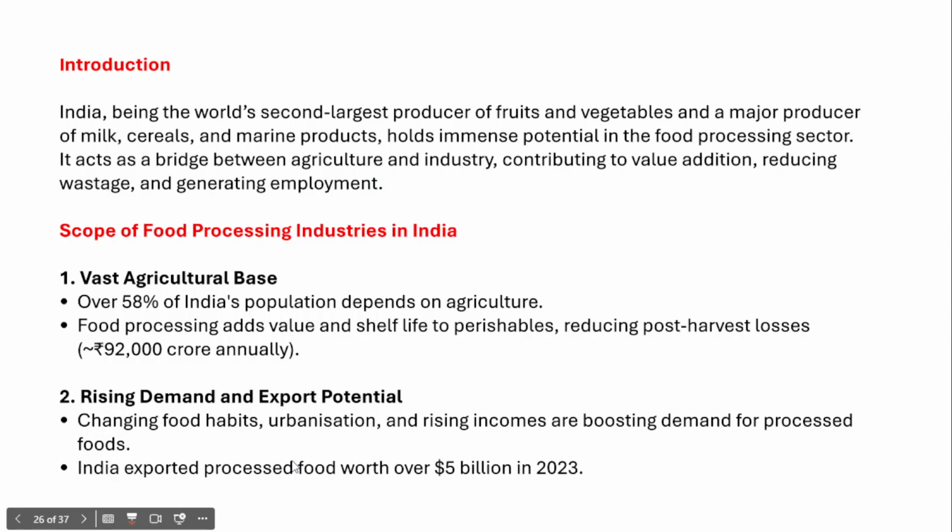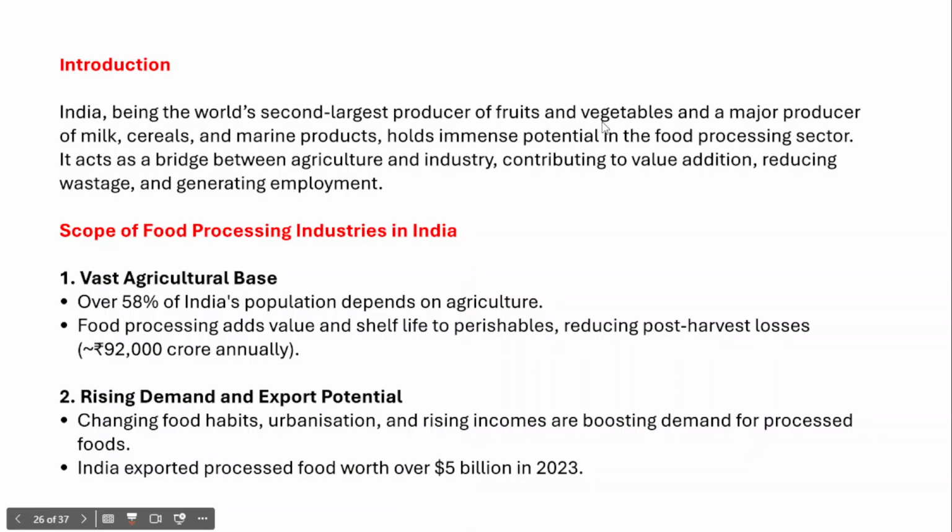Now, as I have already told you, in the introduction, what you need to write is that India is the world's second largest producer of fruits and vegetables, and in fact India is a major producer of milk, cereals and marine products as well. Therefore there's a huge and immense scope, or potential, for the food processing sector in India, because the fruits, vegetables, milk, cereals, marine products, all these things have to go through the food processing industries to increase the value of these commodities.